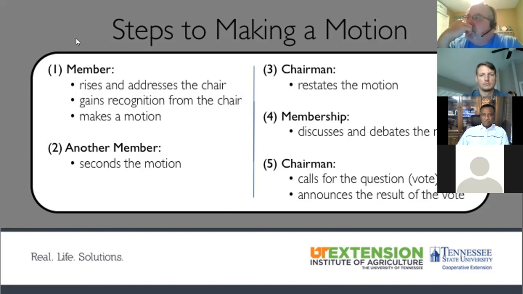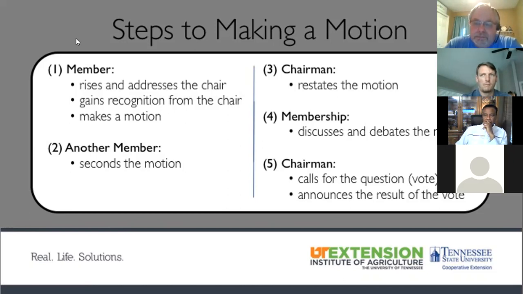Then as chairman, I want to repeat that motion. All those in favor of the motion that we buy a red car, please raise your right hand. And I'll count the votes. All those opposed to the motion that we buy a red car, I'll count the votes. Again, the majority wins. So if there's more people in favor, I will say the ayes have it. The motion to buy a red car passes.